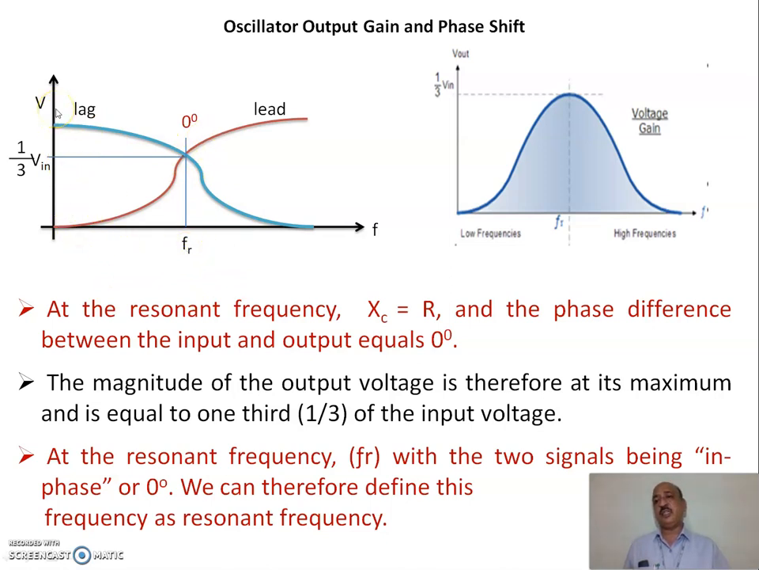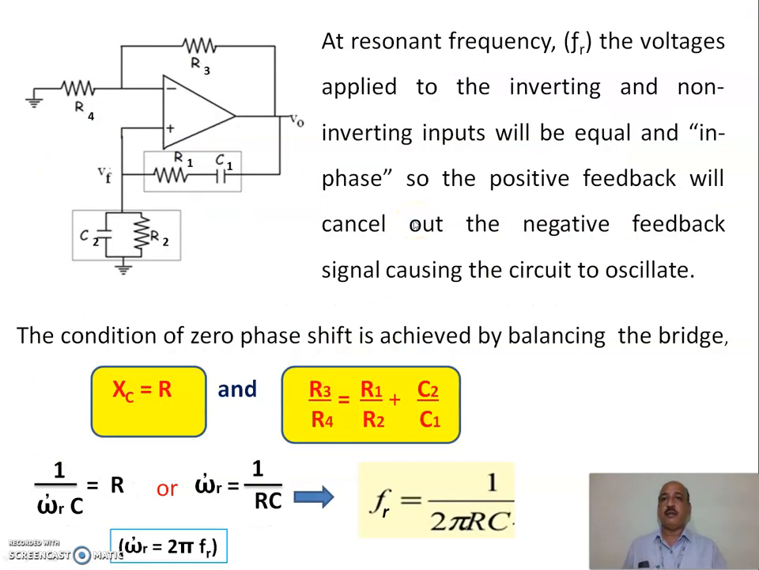Along the y-axis it is voltage. At resonant frequency, Xc is equal to R, and the phase difference between the input and output will be equal to 0 degree. The magnitude of the output voltage is therefore at its maximum and is equal to 1/3 of the input voltage, which is represented here. At the resonant frequency Fr, with the two signals being in phase or 0 degree, we can therefore define this frequency as the resonant frequency.